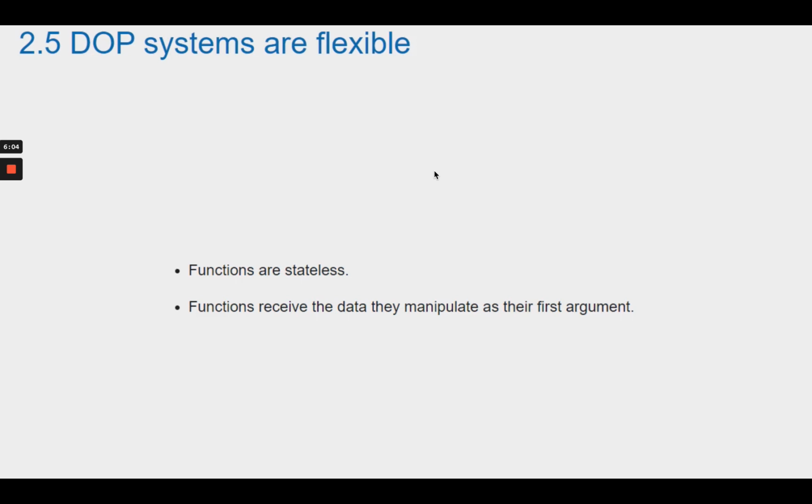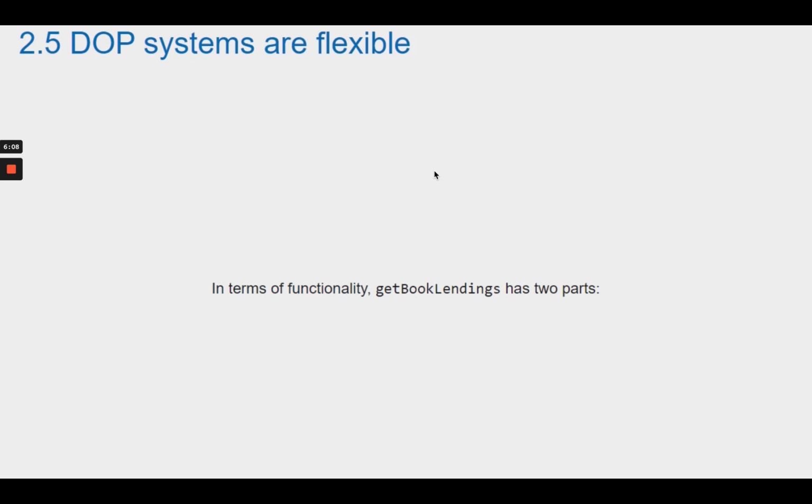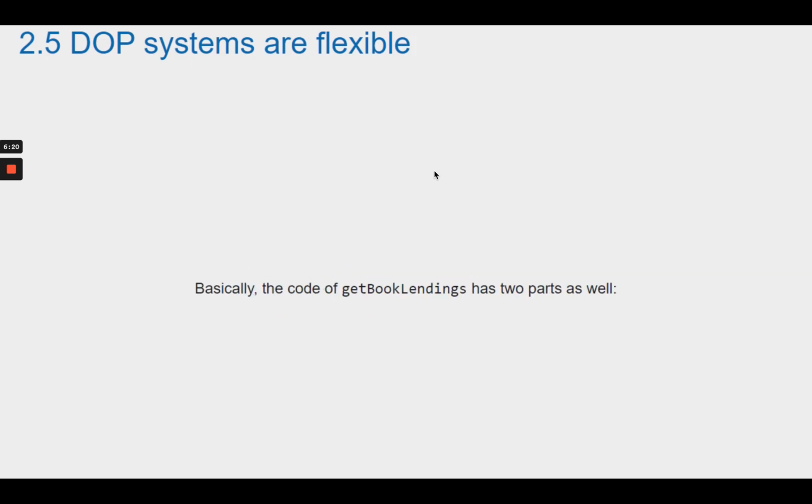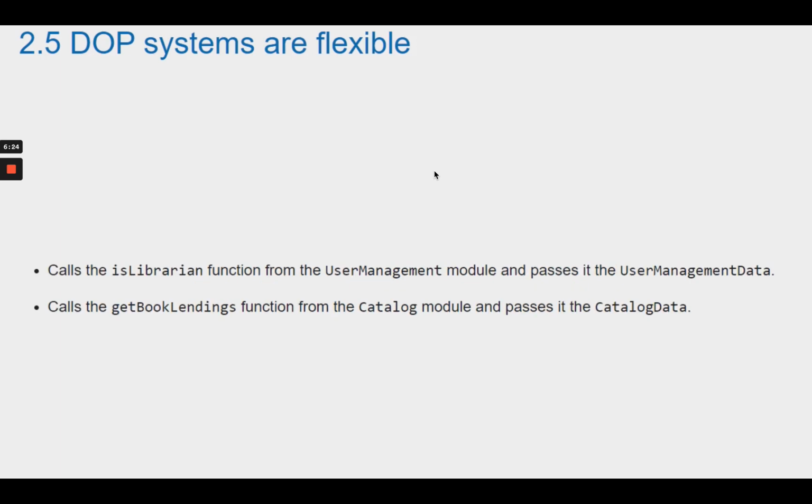Functions receive the data they manipulate as their first argument. In terms of functionality, getBookLendings has two parts. Checks that the user is a librarian, retrieves the book lendings from the catalog. Basically, the code of getBookLendings has two parts as well.